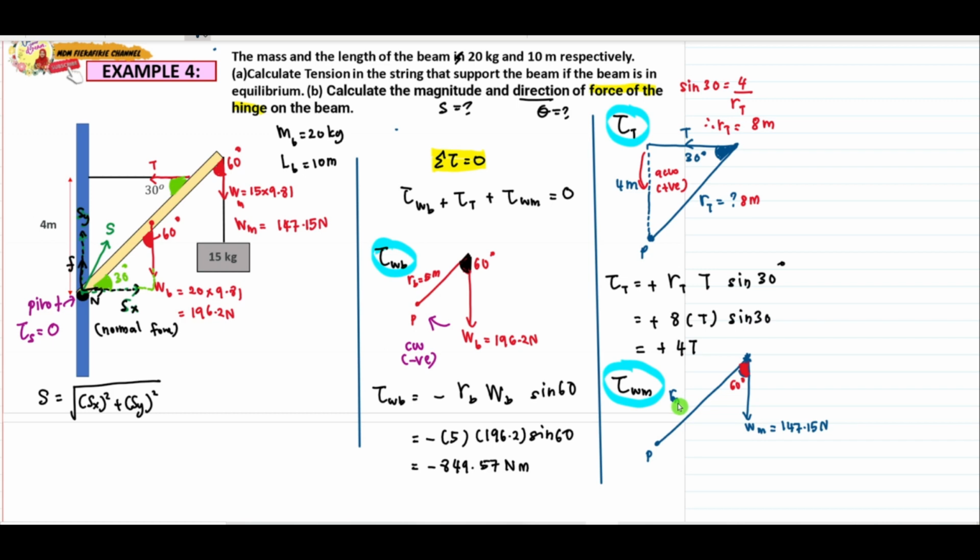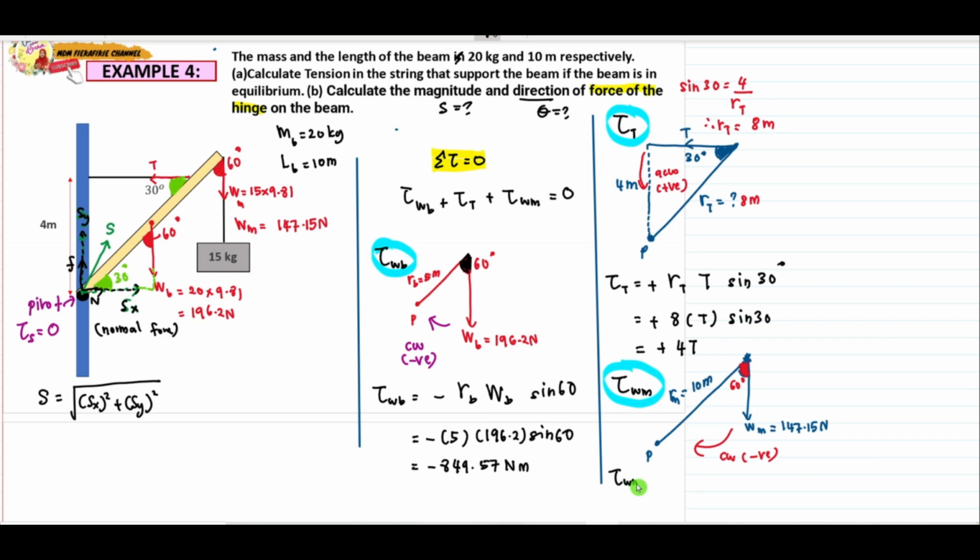RM. Tadi RB, ni RM. Okay. Maknanya daripada pivot kepada mass M ni tadi, iaitu bersamaan dengan length of the beam, which is 10 meter. Boleh? Okay. So the direction daripada pivot pergi ke sini, turun bawah, patah balik pivot. So clockwise direction. So negative. Alright, now let's write the equation.